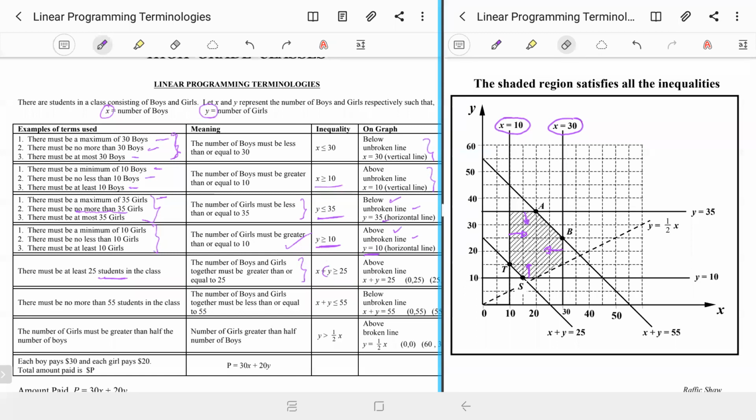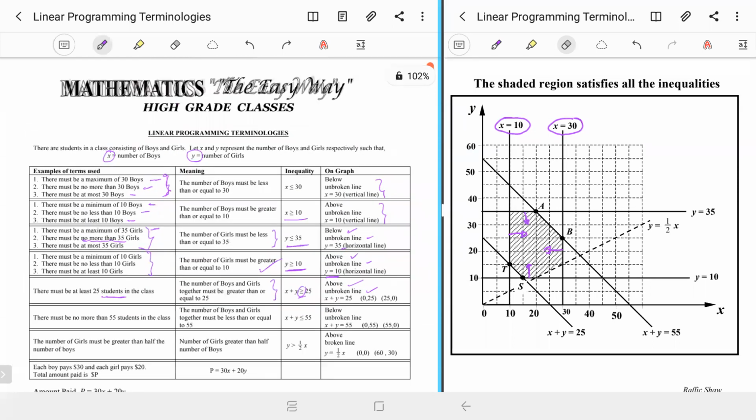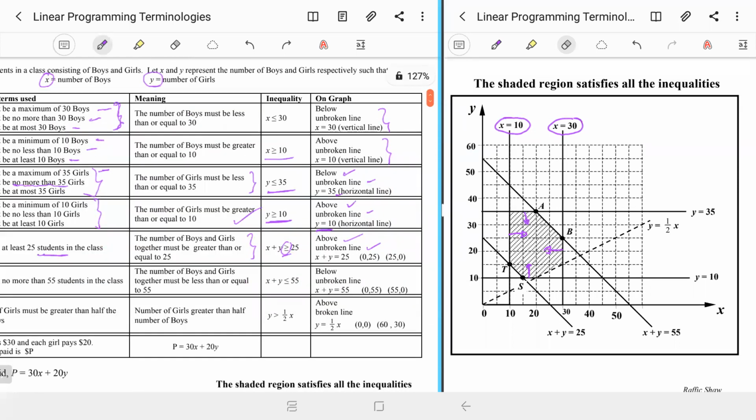Remember, the y over here is positive, so the greater than means above. The equal is part of the inequality, so we're going to draw a solid unbroken line. The line that we're going to draw is x plus y equals 25. They're very easy to draw because those lines cross the y-axis at 25 and the x-axis at 25. They pass through (0, 25) and (25, 0).